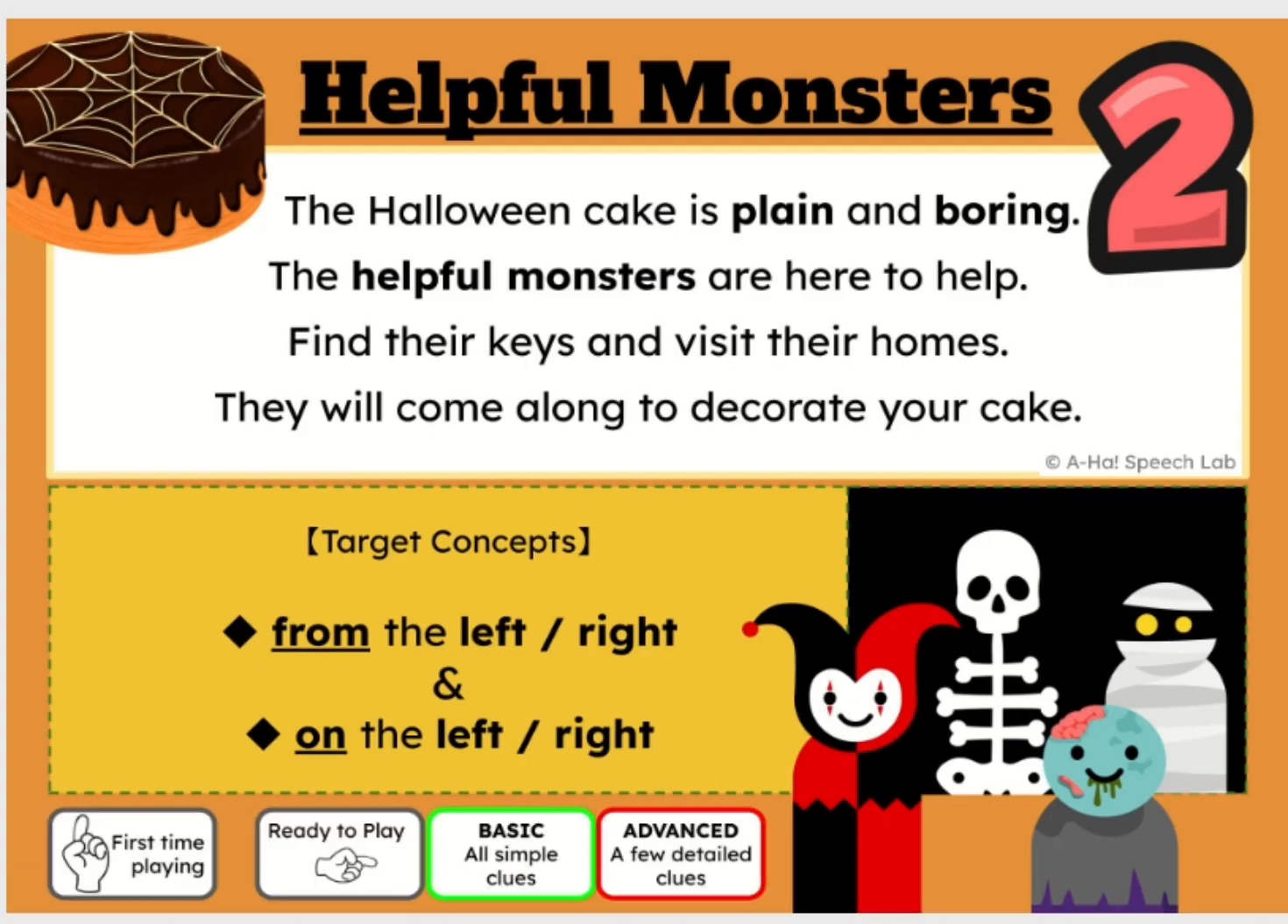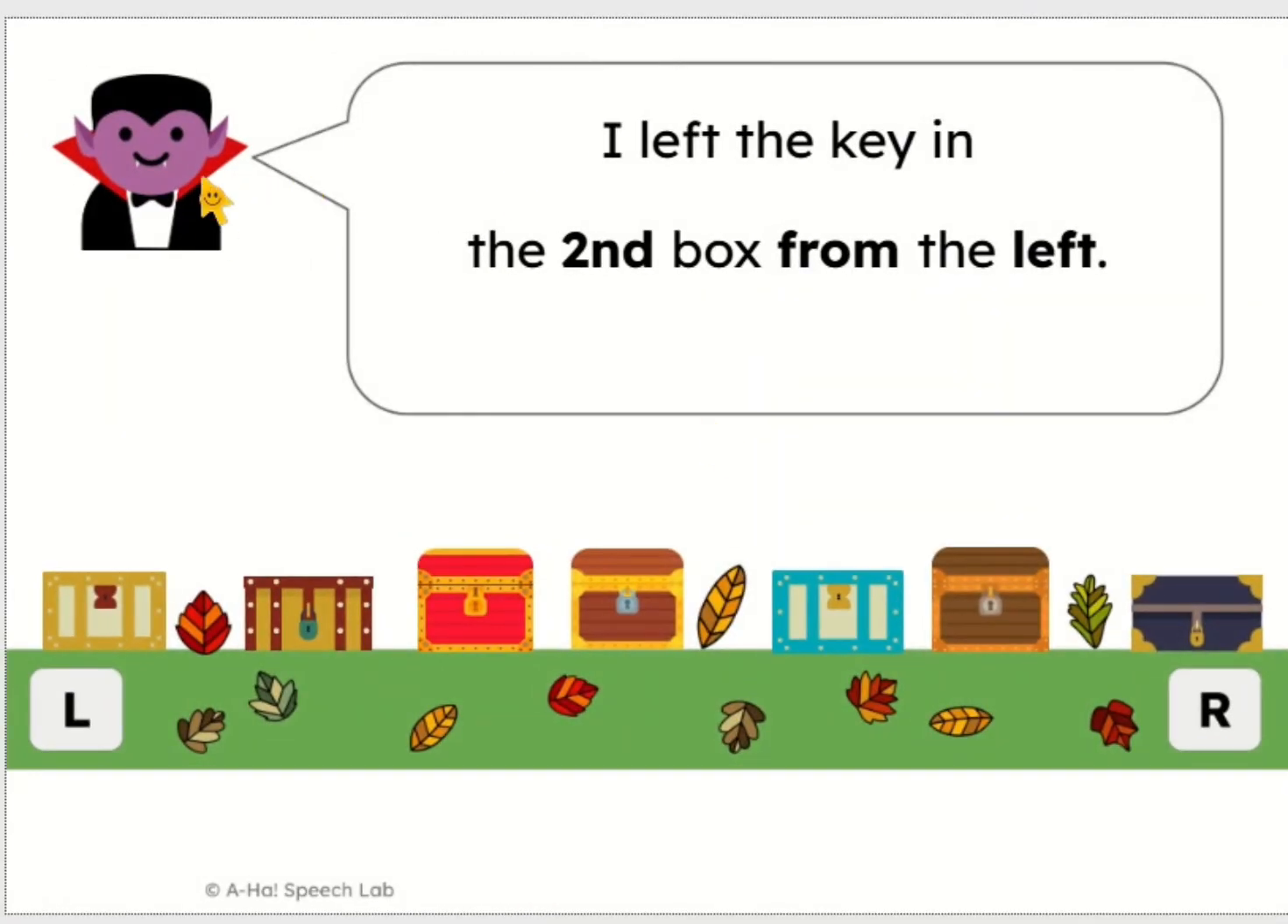Now the second one addresses from the left and right like the first one, but it also contrasts with on the left and right so that they can see the difference. So this one, there's actually now an updated version with a basic, which strictly addresses these two concepts, and another advanced one, which has a few items with extra details, which I will show you later. So if you go to the basic, the vampire says, I left the key in the second box from the left. Again, you find the key.